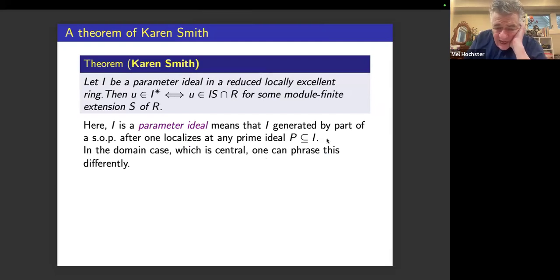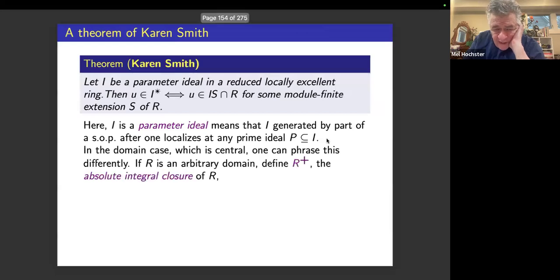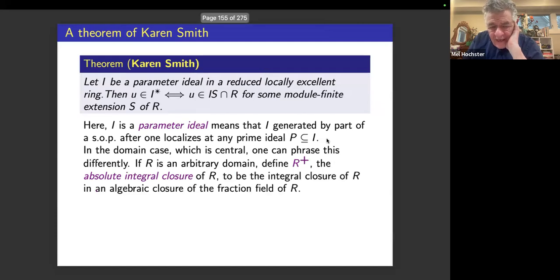And in the domain case, which is a central case, one can phrase this differently. For an arbitrary domain, R^+ is called the absolute integral closure of R, and it's the integral closure of R in an algebraic closure of the fraction field. It's the biggest domain that's an integral extension, and it's unique up to non-unique isomorphism.